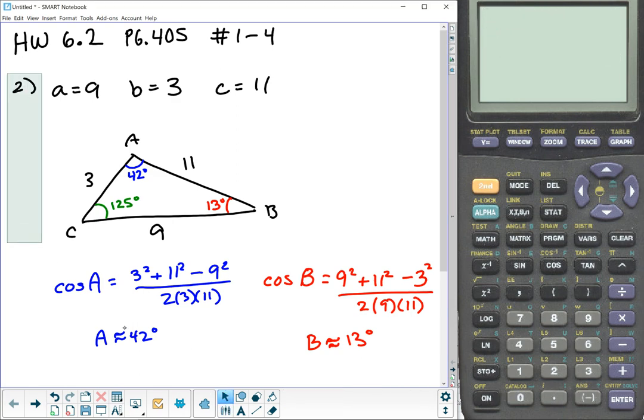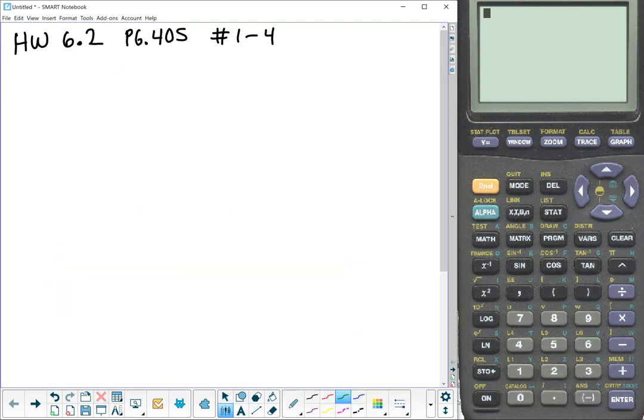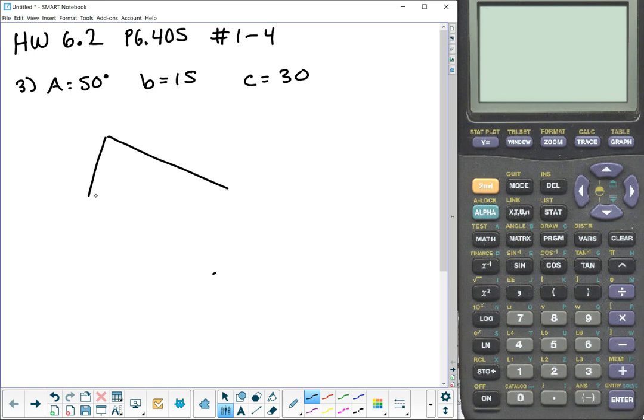Number 3. A equals 50 degrees. Side B equals 15, sorry, not degrees. Side C equals 30. So again, just draw any old triangle down. Doesn't matter how it looks. A, B, C, you're just using it for reference. Angle A is 50, B is 15, C is 30.